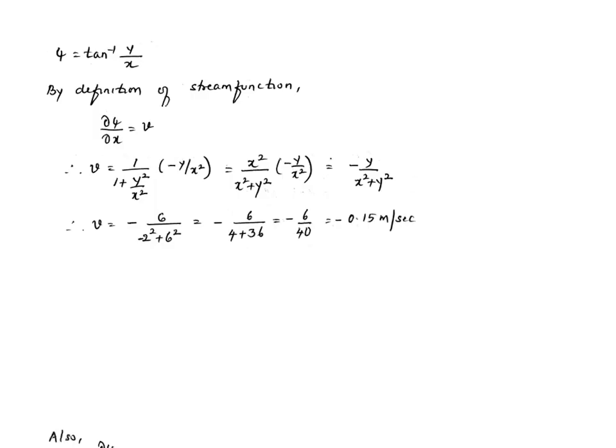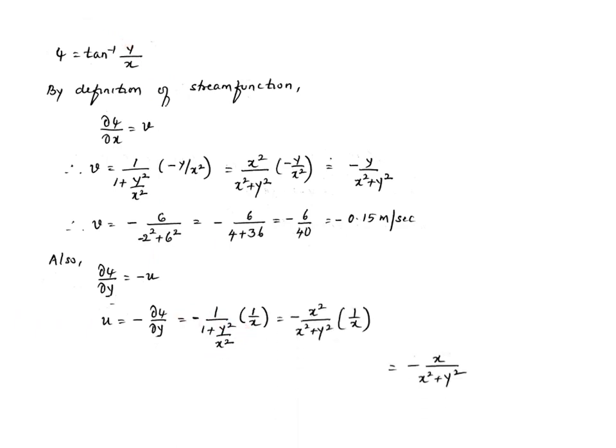Now take another definition of stream function: ∂ψ/∂y is minus u. So now take psi and differentiate with respect to y. Differentiation of tan inverse of y by x is minus 1 by 1 plus y square by x square. So this minus is written here, and differentiation of y is 1. Simplifying, we get minus x by (x square plus y square).